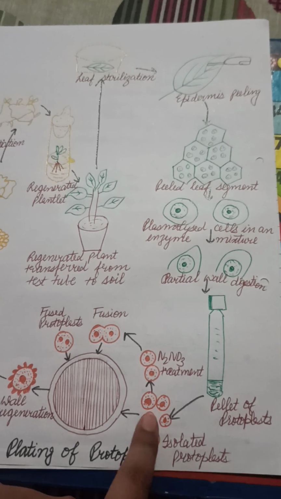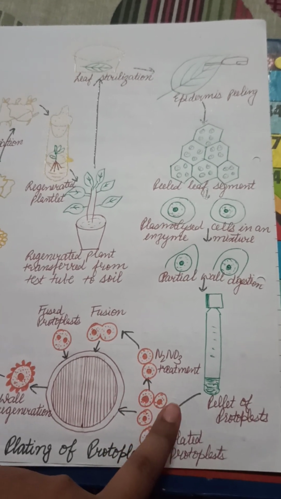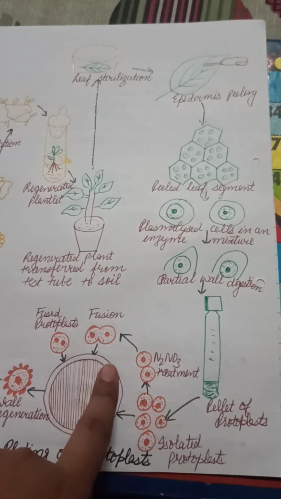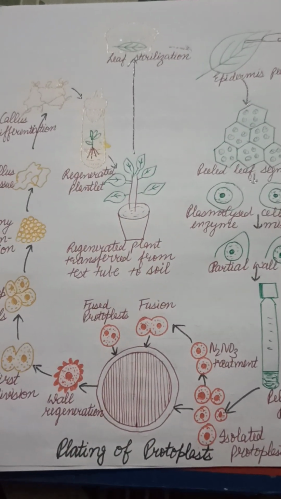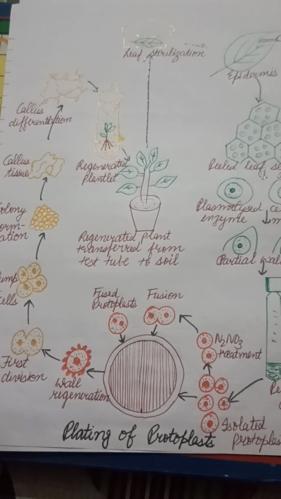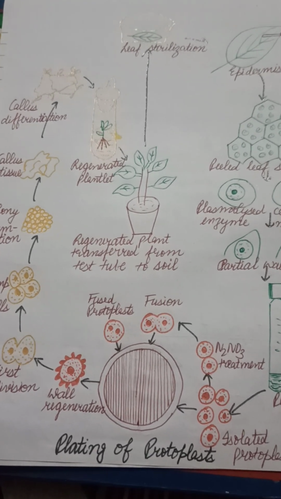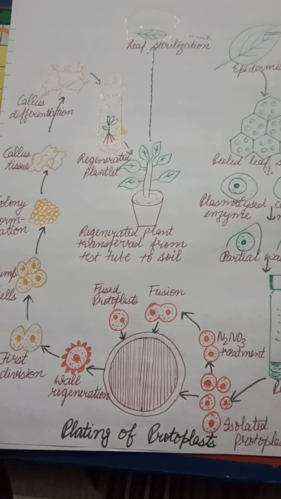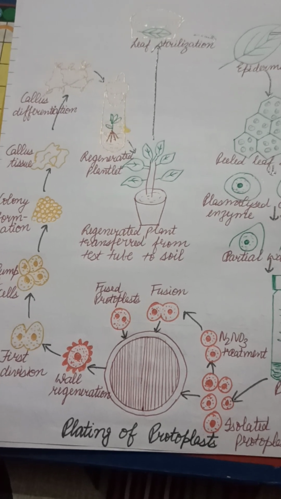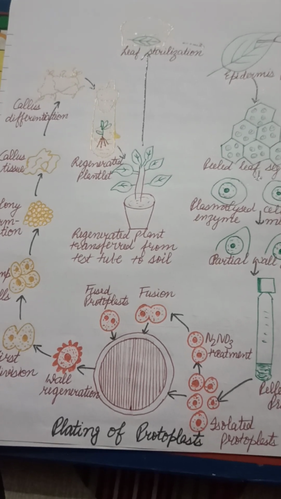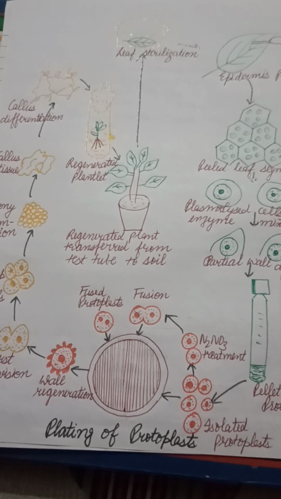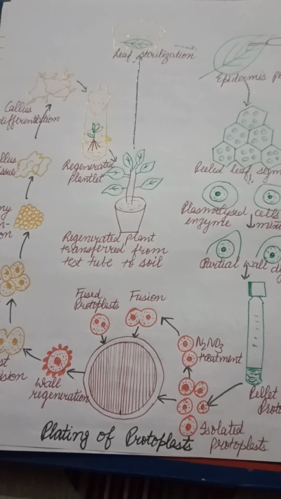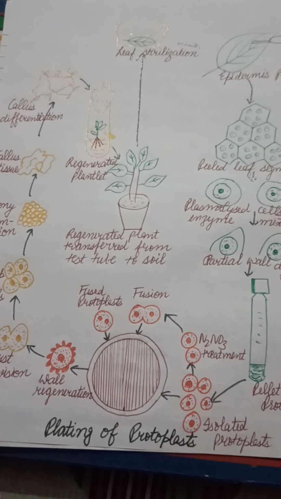Isolated protoplasts are treated with NaNO3. Then they undergo fusion and fused protoplasts are formed. Then wall formation occurs. Then they undergo first division. Then a clump of cells is formed. Then a colony is formed. Then callus tissue is formed. And then callus undergoes differentiation. In this way, plantlets are regenerated, and regenerated plants are transferred from test tube to soil.